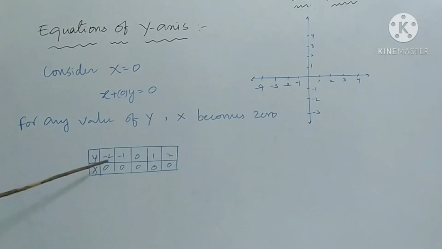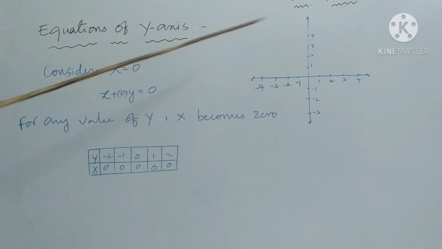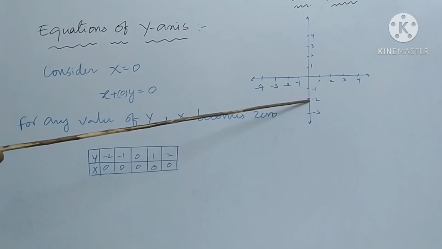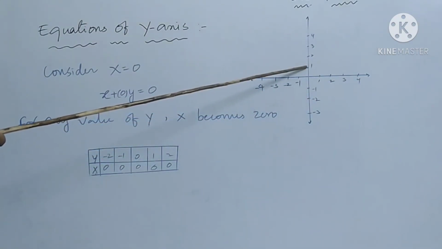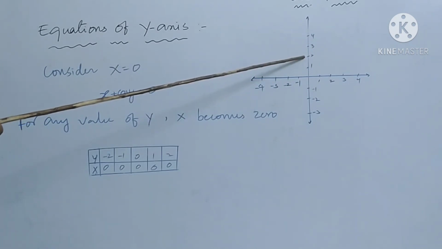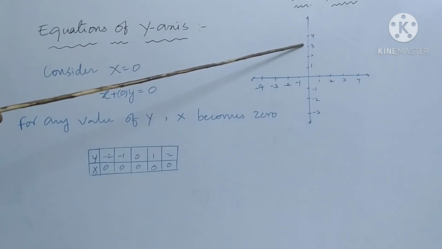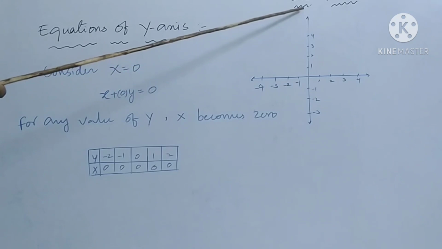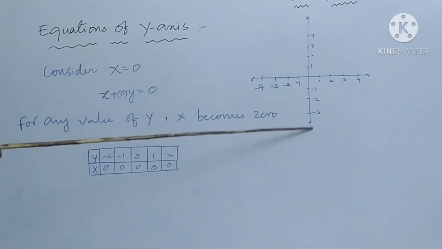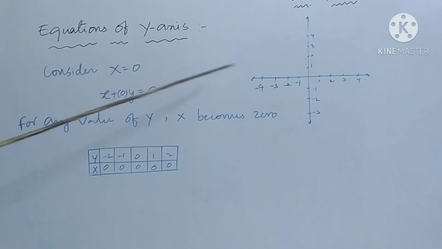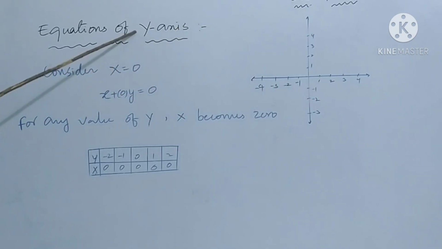Here 0 comma minus 2, here 0 comma minus 1, x is equal to 0, y is equal to 1, x is equal to 0, y is equal to 2, x is equal to 0, y is equal to 3. So x is equal to 0 represents the y-axis. This is the equation of y-axis. x is equal to 0 is the equation of y-axis.